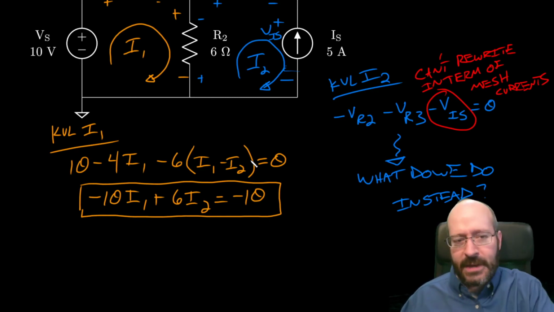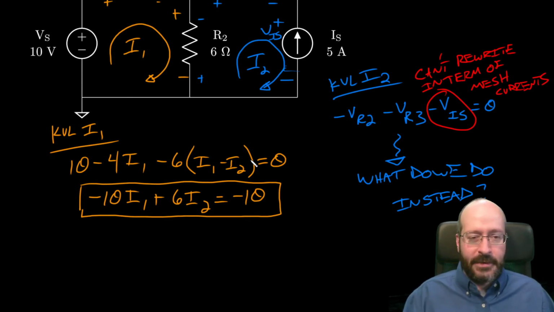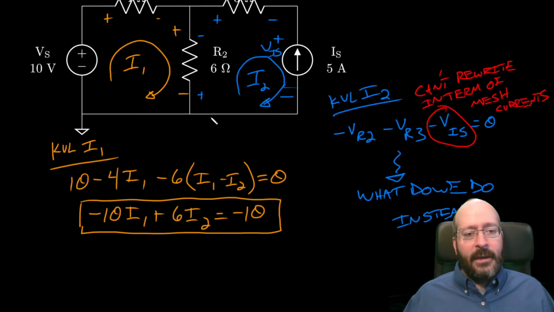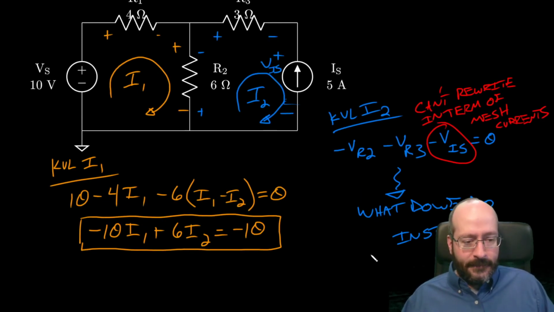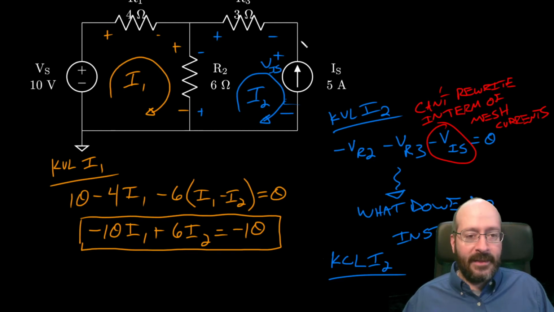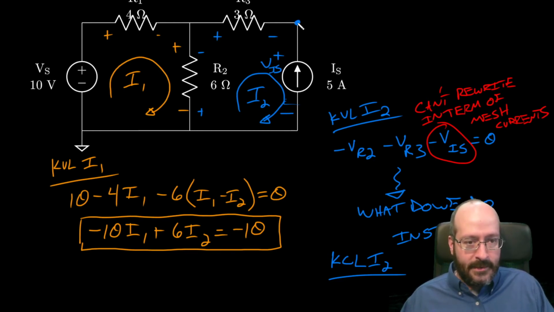How do we use the mesh currents? And we're going to take that same approach. So that skill transfers to this as well. So if I want to write it as a KCL, okay, now I'm going to write the KCL for I2. If I want to write it as a KCL, I pick a node on either side of the branch that includes the current supply.